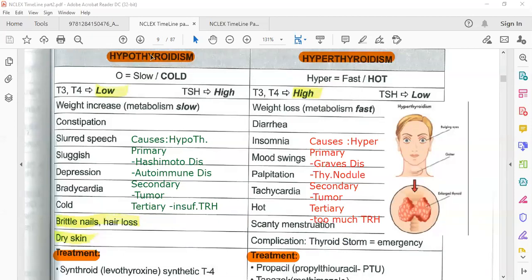Hypothyroidism is the inadequate production of thyroid hormones like T3, T4 by the thyroid gland. In the picture here, you can see the thyroid gland. The thyroid gland is supposed to secrete T3 and T4, and these should be within the normal limit. If T3, T4 is too low, the patient develops hypothyroidism. If T3, T4 is too high, the patient develops hyperthyroidism.